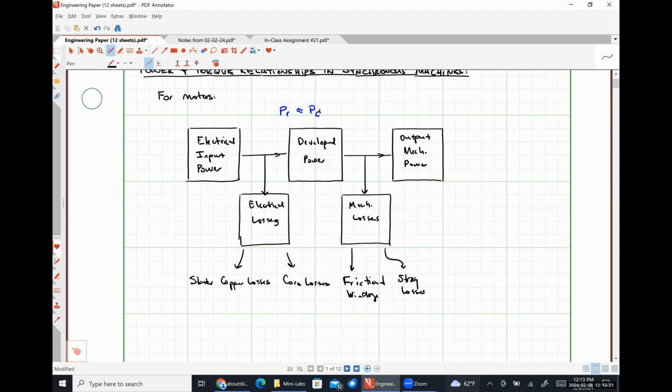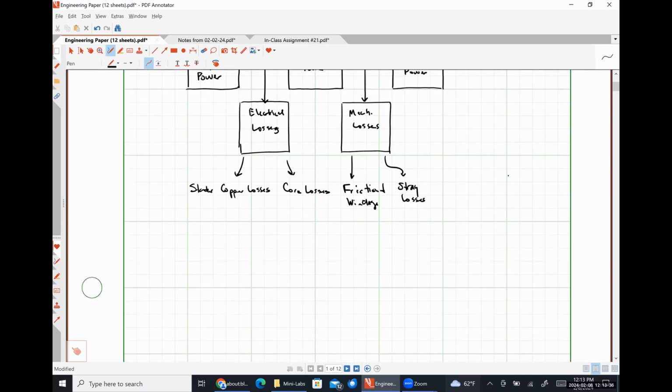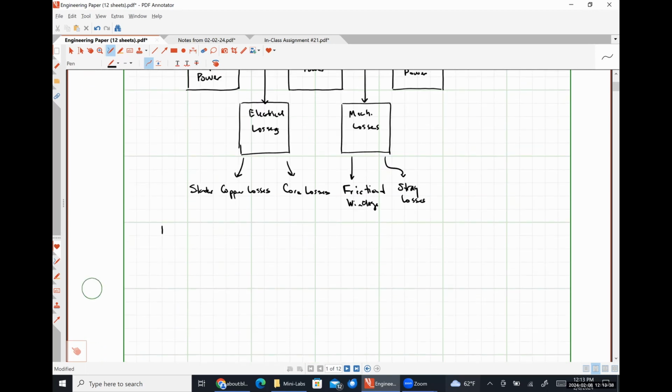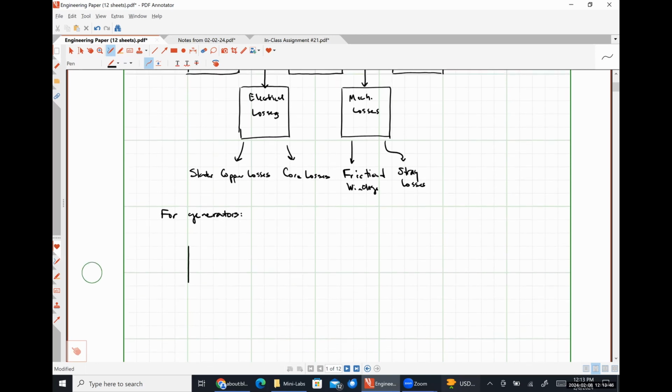For generator operation, it's going to be literally the exact same graph, except that the arrows are going to go in the opposite direction. So our input power is going to be mechanical, our output power is going to be electrical, but all of our losses are going to occur in the same place, right? So for generators, we would have something like this.